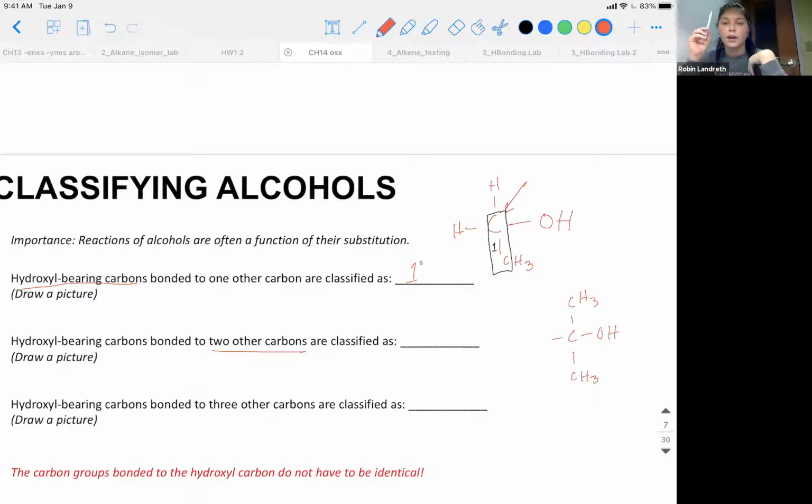Do you care on the test if we put 1 degree or we write primary? Does it matter? You can either write primary or put the one with the degree sign. Either way. Is that your question, Robin?